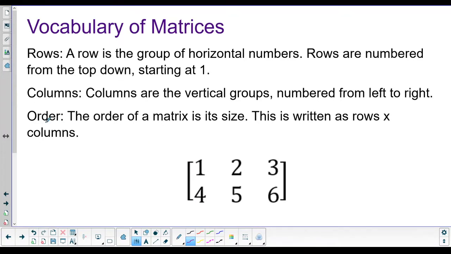Okay. The last thing we want to talk about is what is the order of a matrix. So the order is how we say what the size of a matrix is. This is written as columns, and then this is a little cross. It's not a multiplied by. Columns by rows.